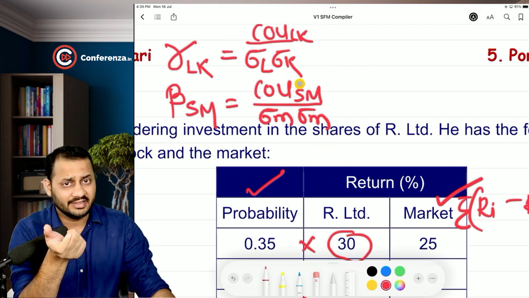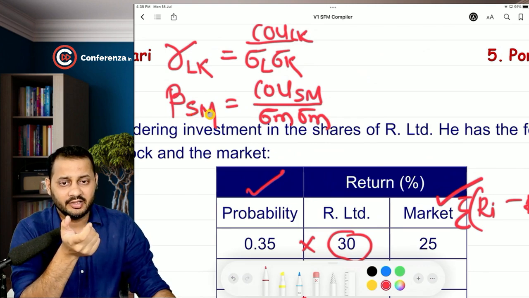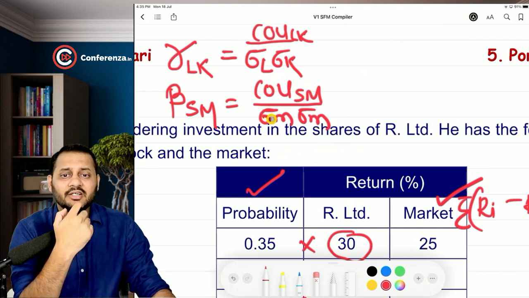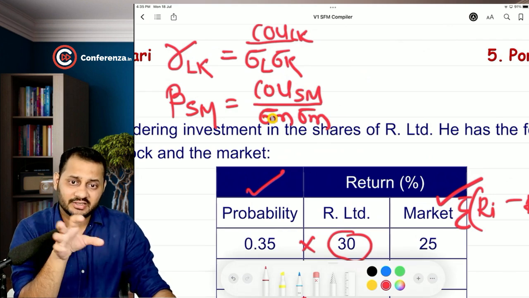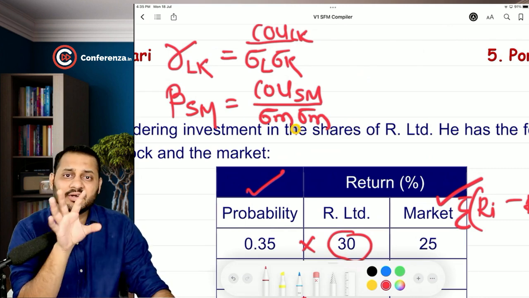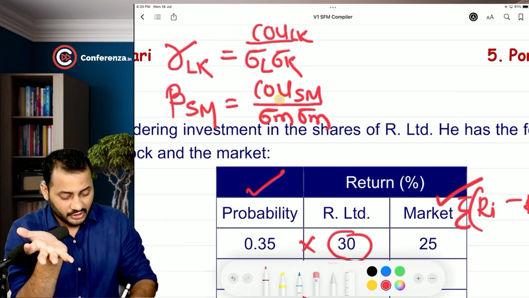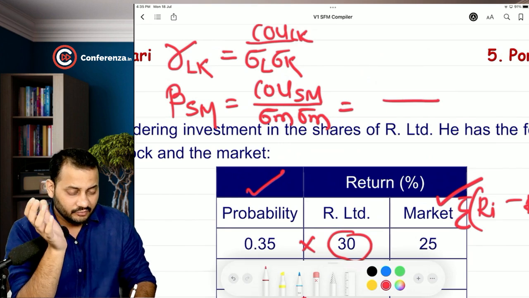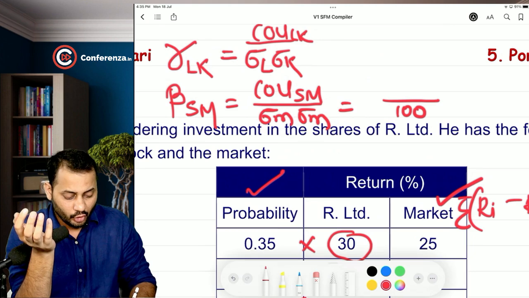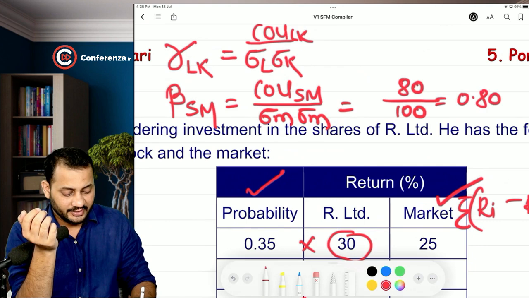Now, when you calculate the beta of a stock against the market, you will have to take the covariance of the stock and the market, and then in the denominator you will have to take the variance, the covariance of market with market. So in the denominator we are showing the risk of the market, and in the numerator the risk of the stock. Let's say, for example, the variance of the market is 100 and the covariance of market and stock is 80, the beta will be 0.80.